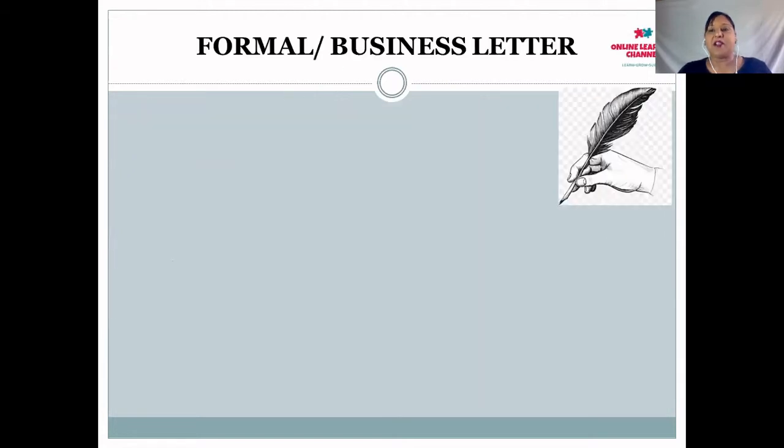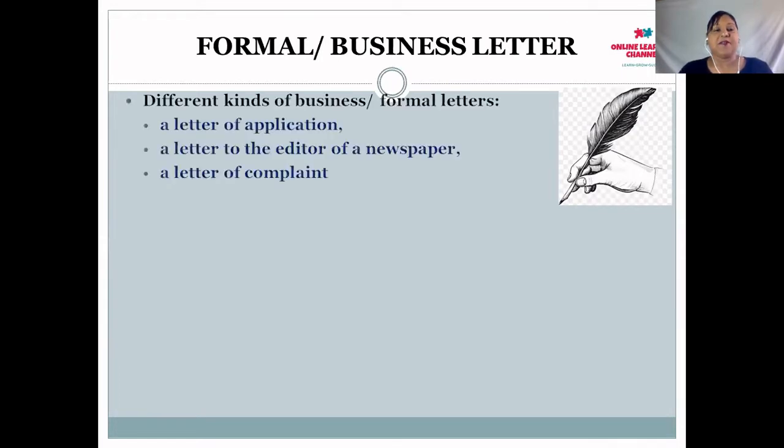Now, your main transactional text is your formal business letter. There are different kinds of business letters: a letter of application, a letter to the editor of a newspaper, and a letter of complaint. So the main one is the letter of application or your cover letter.